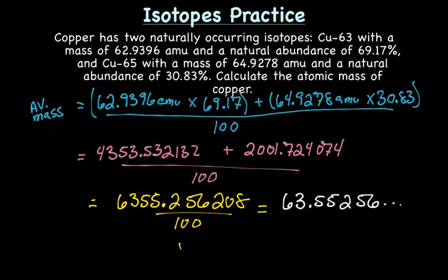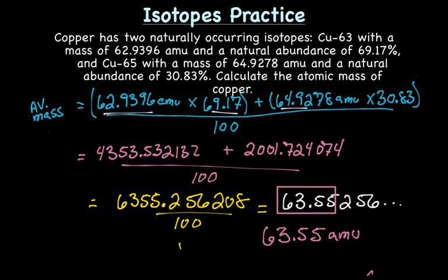And when we divide, we get 63.55256, etc. And now, looking at sig figs, we have 6 and 4 and 6 and 4, so 4 sig figs. So the final answer is the average atomic mass of copper is 63.55 AMU. And if you look at your periodic table, you will note that the average atomic mass of copper is 63.55. Okay? Not too hard, I hope?